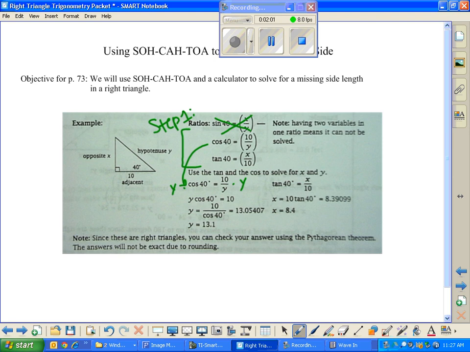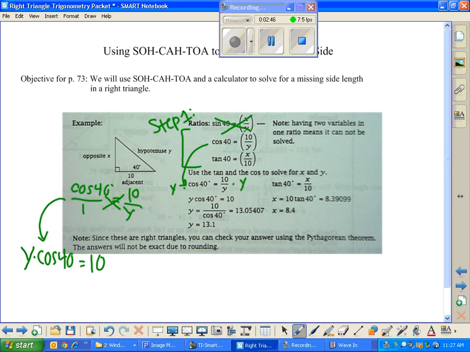Another really interesting way to look at this is if we have cosine of 40 degrees over 1, because if it isn't written, it's over 1, equals 10 over y. If we look at this as a proportion, we can cross multiply, right? So if we just see that it's a proportion immediately, which you can do, you can choose either route, whichever you like best. That will give us y times cosine of 40 equals 10. And then you pick back up, dividing both sides by cosine of 40.